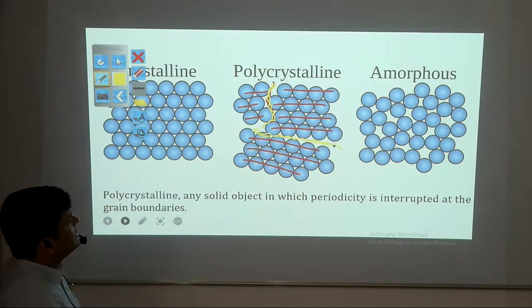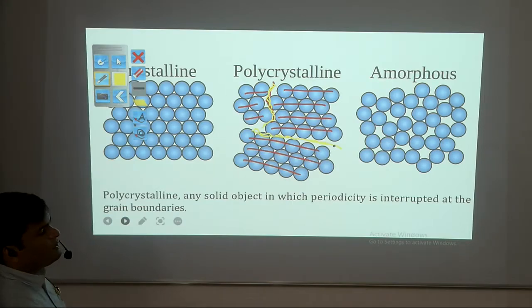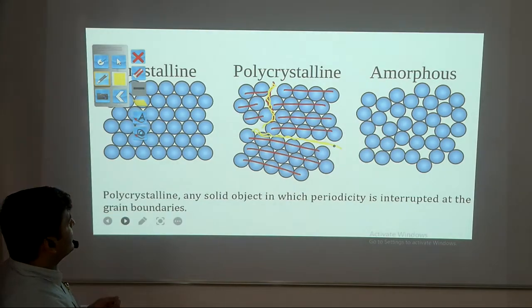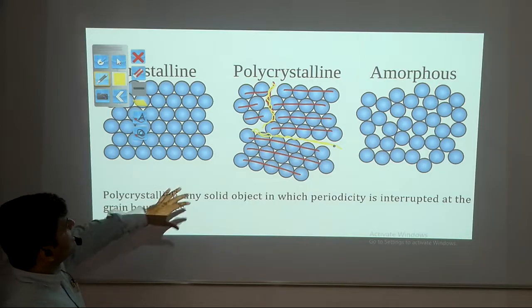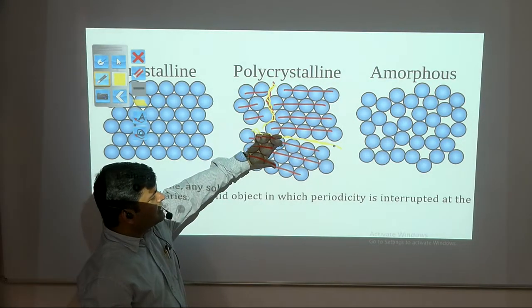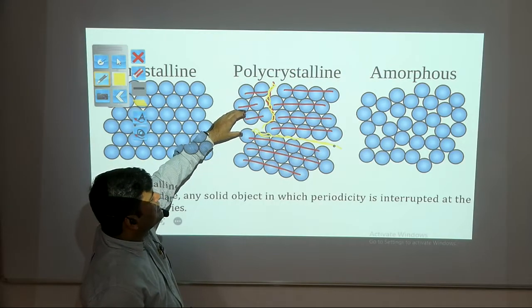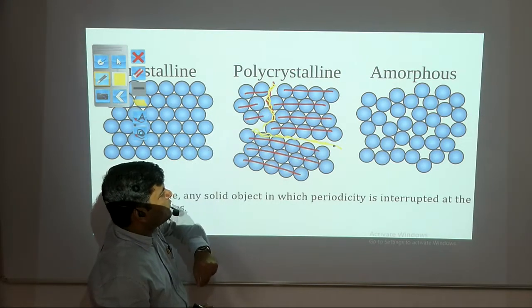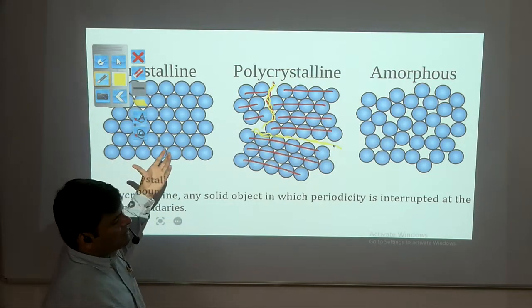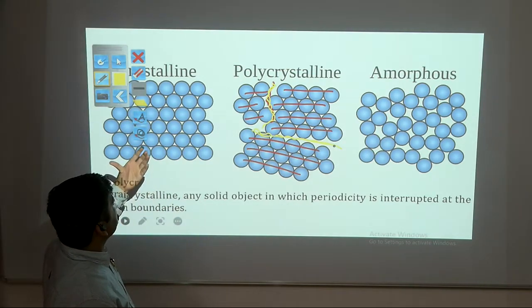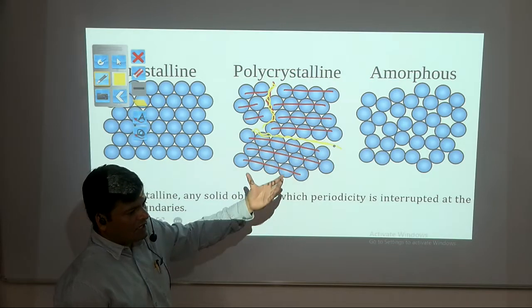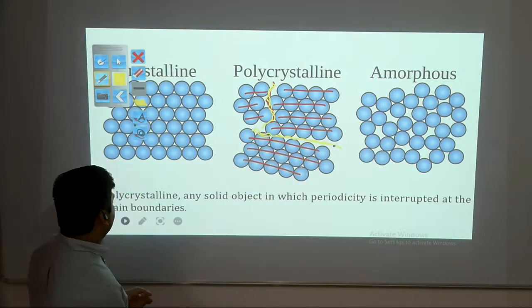So polycrystalline is a substance in which periodicity is interrupted at the grain boundary. Okay, so grain boundary is the region where periodicity is interrupted, and polycrystalline is the solid in which the periodicity is interrupted at the grain boundary. So this is about the completely different concepts of the crystalline state, the polycrystalline state, and the amorphous state.